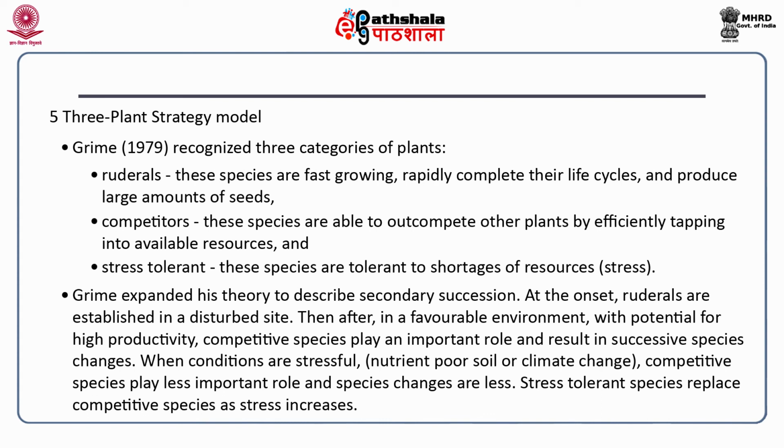Grime expanded his theory to describe secondary succession. At the onset, ruderals are established in a disturbed site. Thereafter, in a favorable environment with potential for high productivity, competitive species play an important role and result in successive species changes. When conditions are stressful, say nutrient-poor soil or climate change, then competitive species play a less important role and species changes are less. At this stage, stress tolerant species replace competitive species as stress increases.